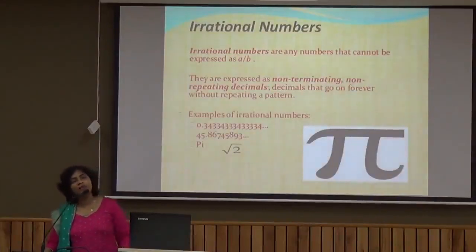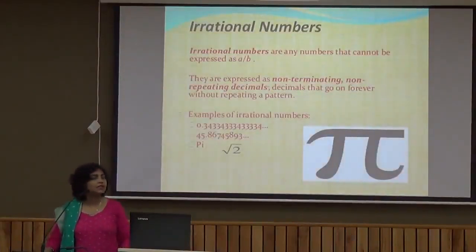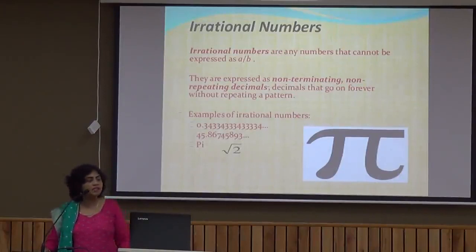Now we have already done irrational numbers in class 9. So we again come back to irrational numbers and here we'll prove how we can say that the number given is irrational. So irrational numbers, again we are recalling it, are those numbers which cannot be expressed in the form a upon b, where a and b are integers and b is not equal to 0.